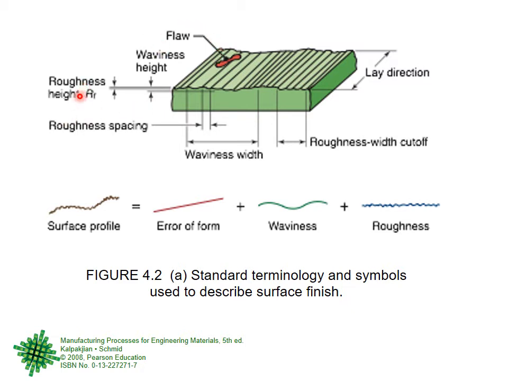Then there is something called roughness. If you see roughness height, it is rough. It is not smooth. So there is this roughness. This is a small thing. So this is called roughness.